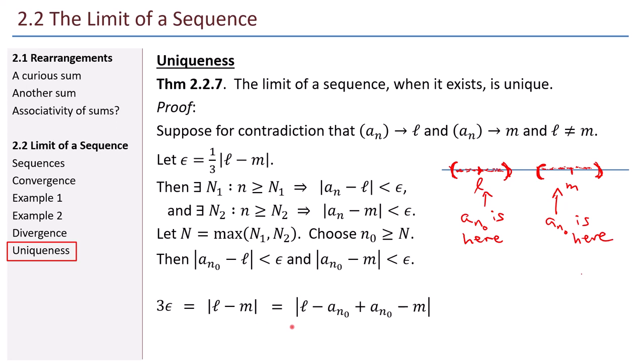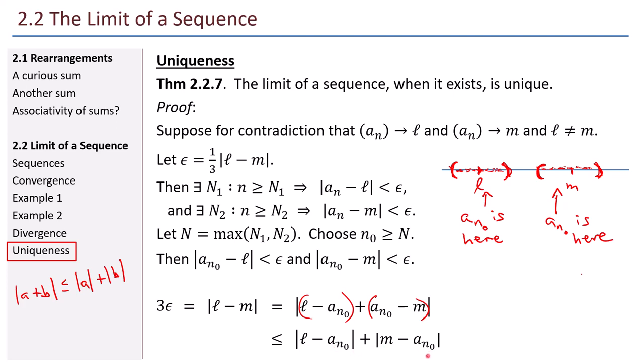But now I'm going to use the triangle inequality, because the triangle inequality says the absolute value of A plus B is less than or equal to the absolute value of A plus the absolute value of B, where L minus a sub N naught is my A, and a sub N naught minus M, that's my B. And so this is less than or equal to the absolute value of L minus a sub N naught plus the absolute value of M minus a sub N naught. And since it's in absolute values, it's okay for me to switch the order of those two terms.